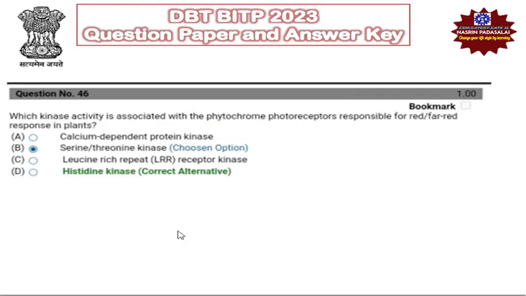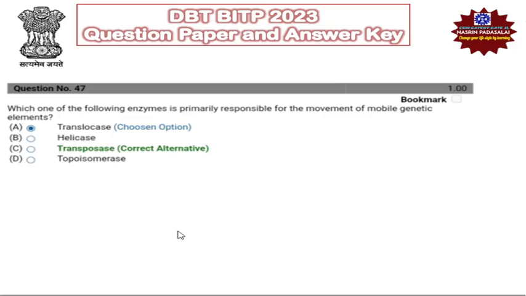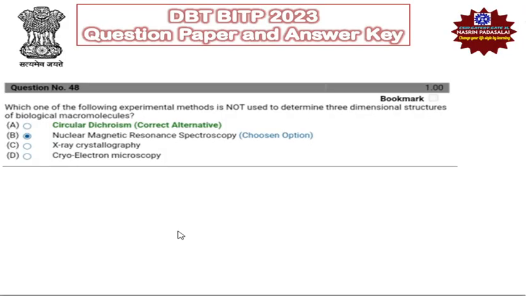Next, which kinase activity is associated with the phytochrome photoreceptor responsible for red and far-red light response in plants? It is histidine kinase activity. Next, which enzyme is primarily responsible for the movement of transposable elements? Okay, mobile genetic element, the other name is transposon. So the correct enzyme is the transposase enzyme, which is involved in moving the mobile genetic element from one place of the gene to another place of the DNA.